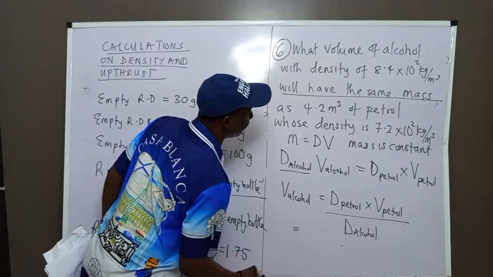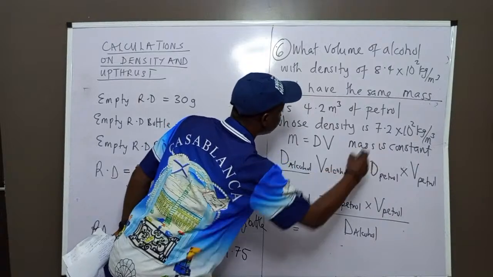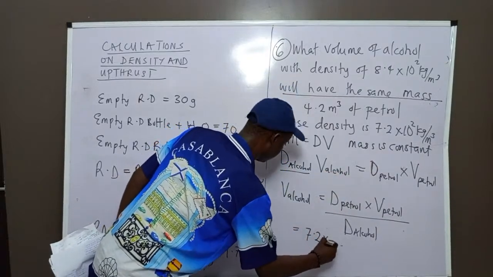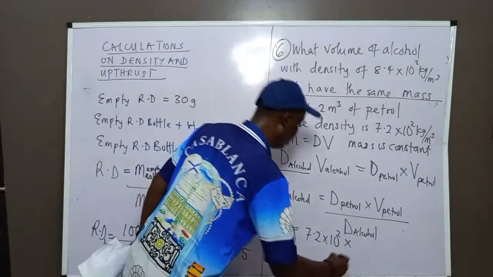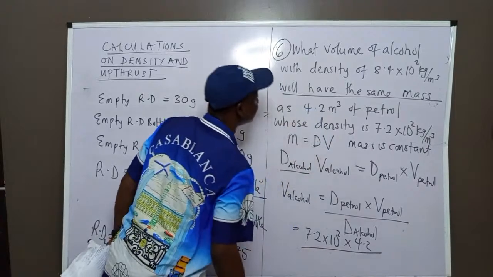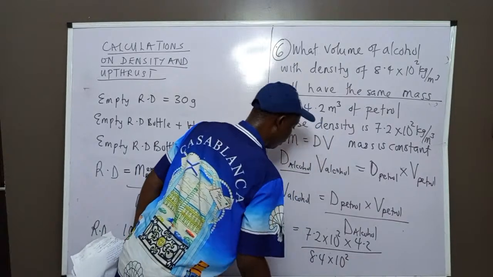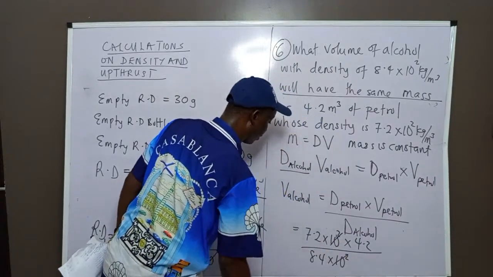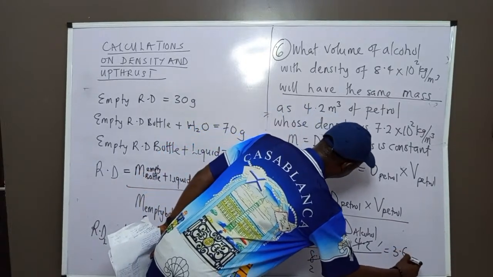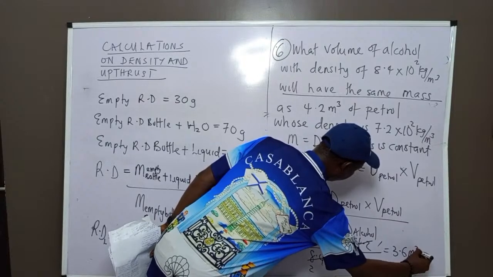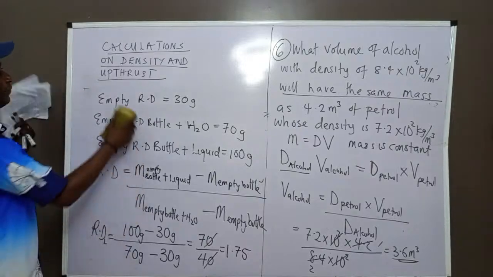So you are going to have density of petrol, 7.2 times 10^2, times volume of petrol, 4.2, divided by density of alcohol, 8.4 times 10^2. The 10^2 cancels the 10^2, and 7.2 times 4.2 over 8.4 gives 3.6 meter cube. You can confirm it. I think that is very, very clear.